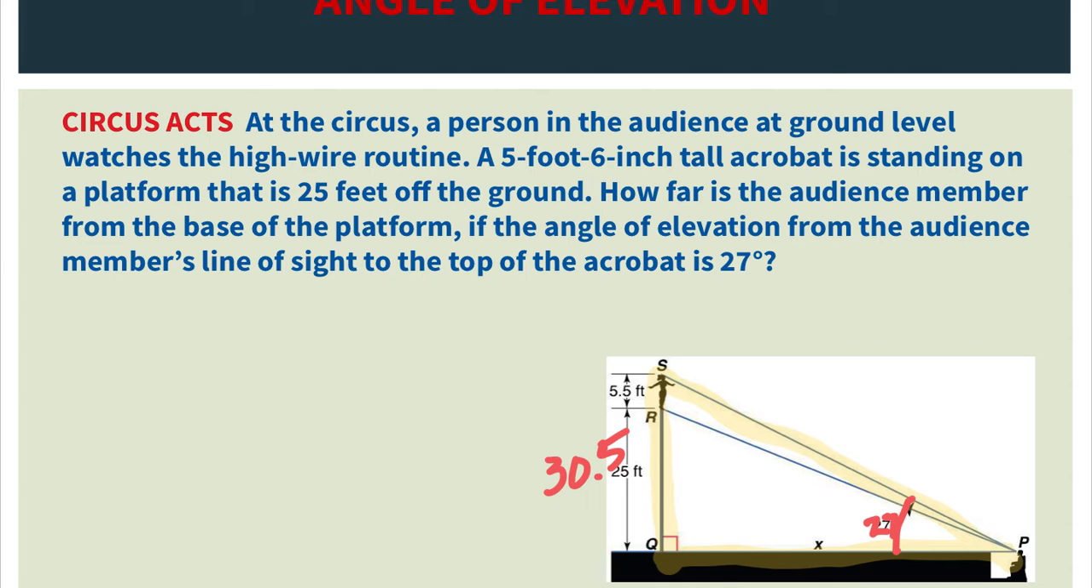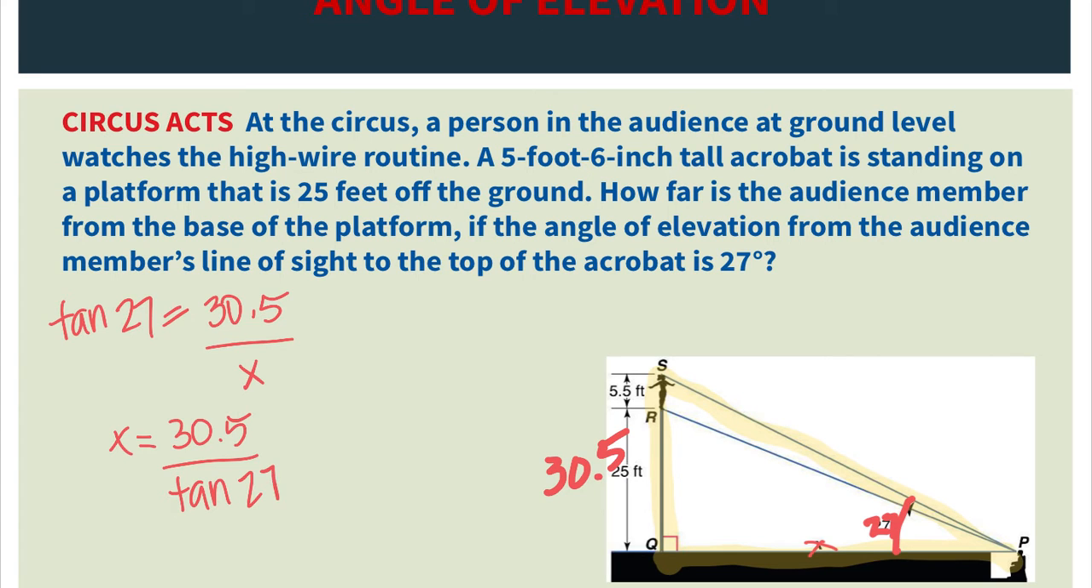I know the opposite is 30.5, and I'm trying to find X, which is the adjacent. Opposite and adjacent is tangent. So the tangent of 27 degrees is equal to the opposite, 30.5, over the adjacent, which is X. Then in order to solve a problem like this, all you're going to do is switch the X and the tangent. So X is equal to 30.5 over the tangent of 27.